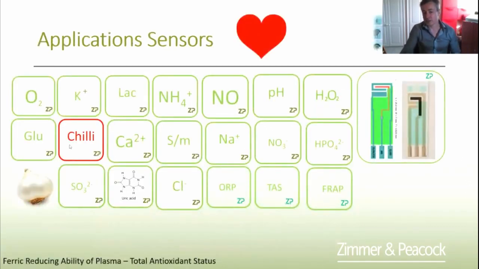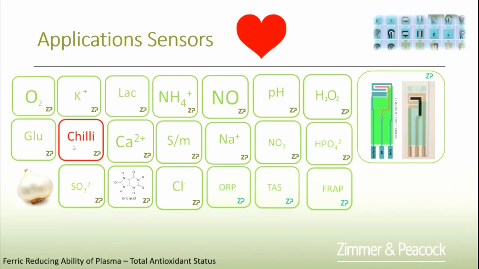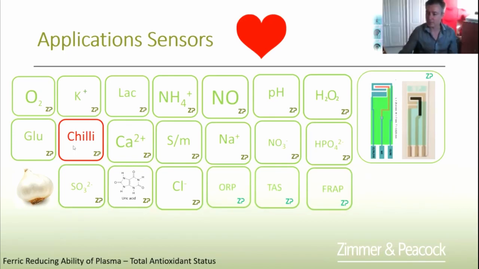Application of biosensors, you can do oxygen, potassium, lactate, ammonium, nitric oxide, pH, hydrogen peroxide, glucose, chili, which Andre was talking about, calcium, conductivity, so you can do things like salinity, how salty is the water, sodium, you can do nitrate, phosphate, we're doing a sensor for garlic, you can also do sensors for things like sulfite, uric acid is very interesting to people, we have chloride, and then some people are interested in the redox state of molecules, so we have a sensor for oxidation reduction potential, TAS and FRAP. Total antioxidative status and ferric reducing ability of plasma, yes, FRAP.